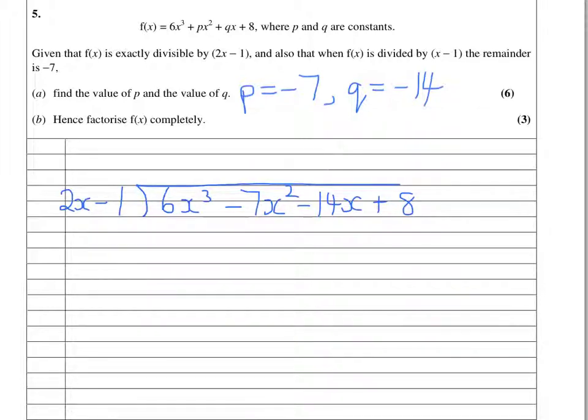So first of all, I think how many 2x's go into 6x cubed? And that is 3x squared. So I multiply 2x minus 1 by 3x squared to get 6x cubed minus 3x squared. And I'll subtract these. The 6x cubed cancel, that's why I chose that factor. And then I'm doing minus 7x squared minus 3x squared, so I'm effectively adding on 3x squared here. That's minus 4x squared. And then I'll bring down the minus 14x.